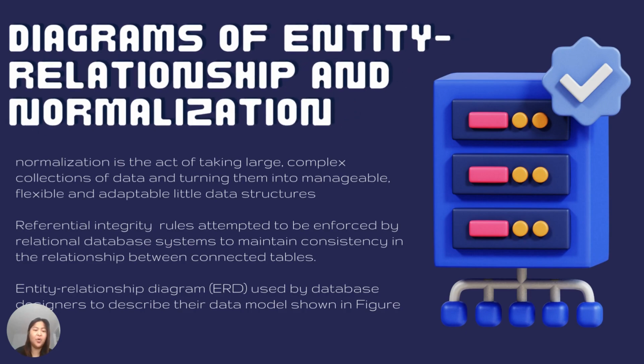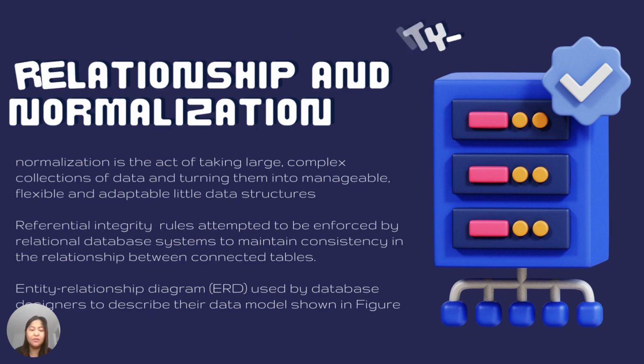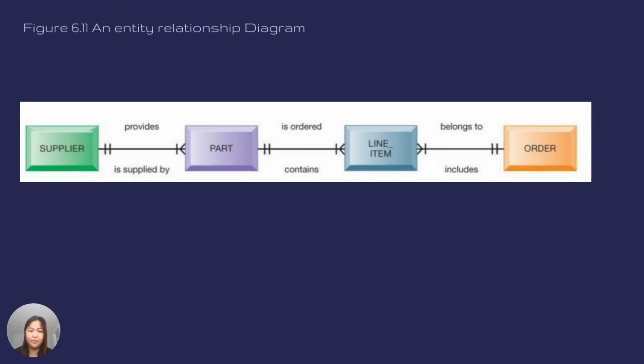Normalization is the act of taking large, complex collections of data and turning them into manageable, flexible, and adaptable small data structures. Referential integrity rules are enforced by relational database systems to maintain consistency in the relationship between connected tables. The entity relationship diagram, or ERD, is used by database designers to describe their data model, shown in the next slide, which is Figure 6.11.